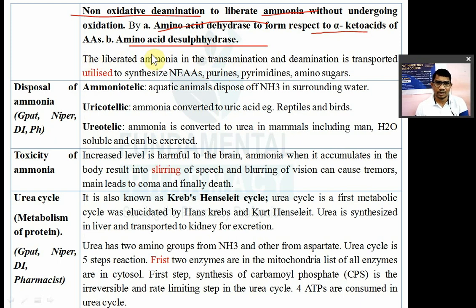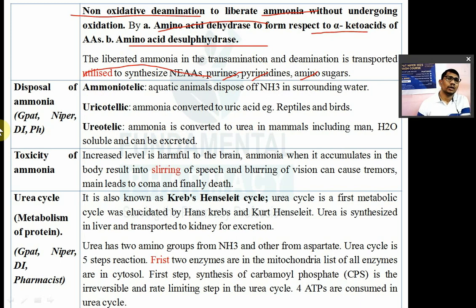The ammonia liberated in transamination and deamination is utilized for the production of non-essential amino acids, then purine bases, pyrimidine bases, then amino sugar. The extra ammonia is removed in the form of urea.